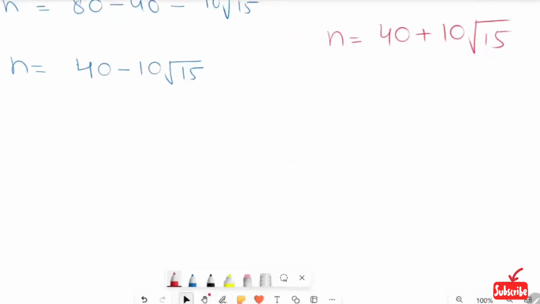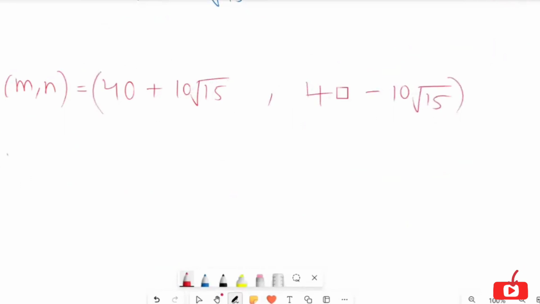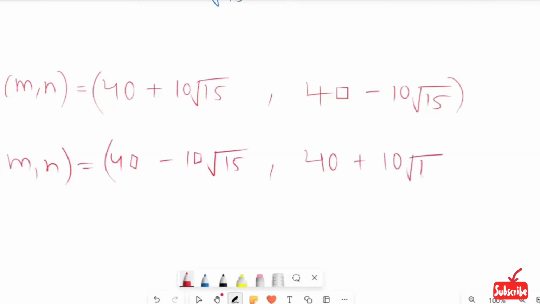So the values of m and n we found are: when the m value is positive, our n value is negative, and when the m value is negative, our n value is positive.